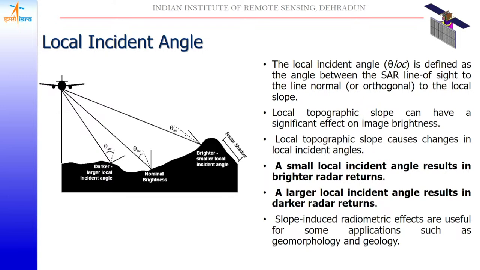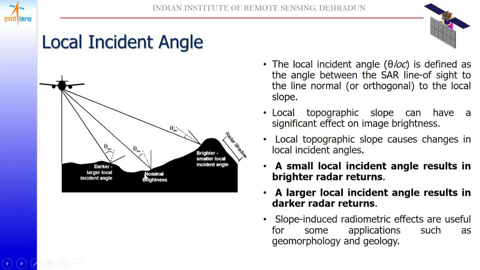Third is the local incident angle. In the case of the SAR range, the slant range makes an angle with the normal to the terrain, and that is called the local incident angle. Here you can see the normal of the terrain. The angle that the slant range makes with the normal to the surface is called the local incident angle.